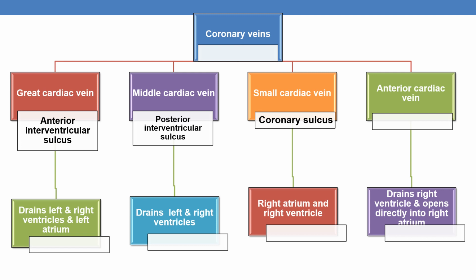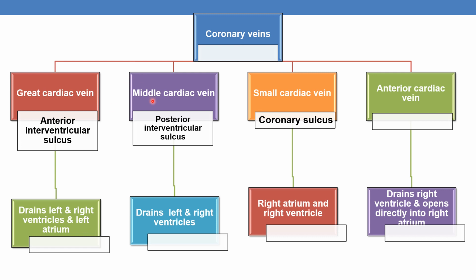Now here is a list of various coronary veins. The first one is the great cardiac vein. The location is the anterior interventricular sulcus, and the function is that it drains the left and right ventricles and the left atrium.